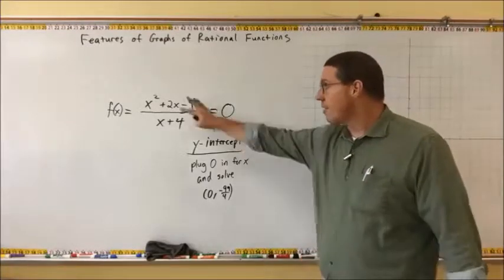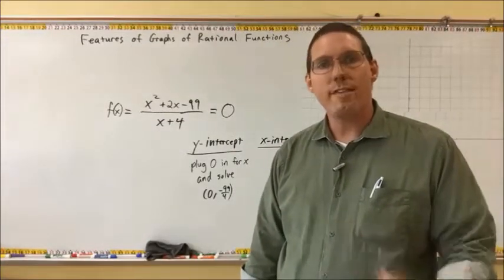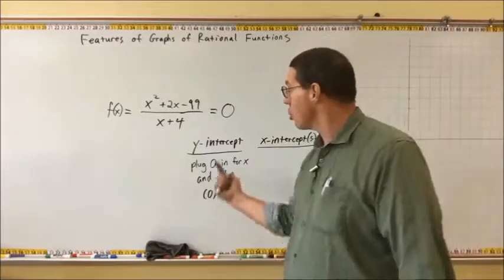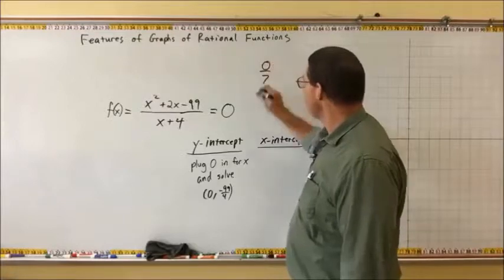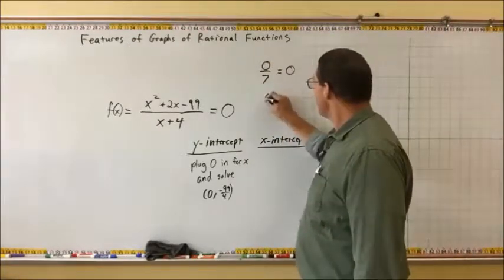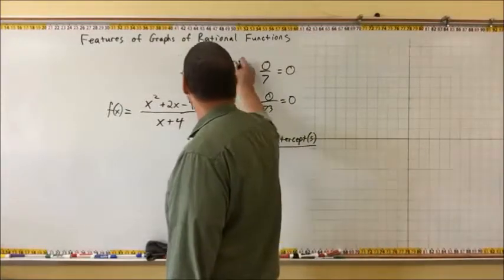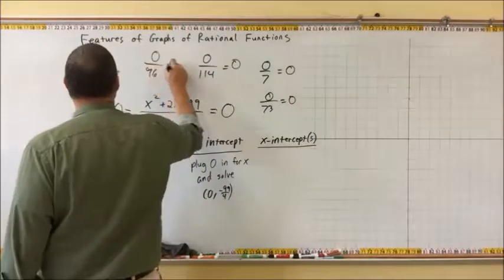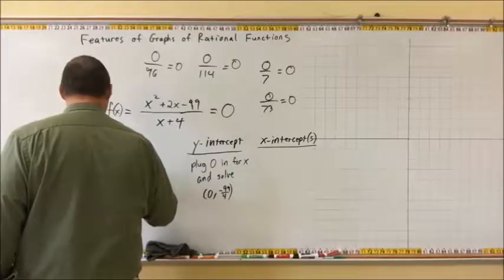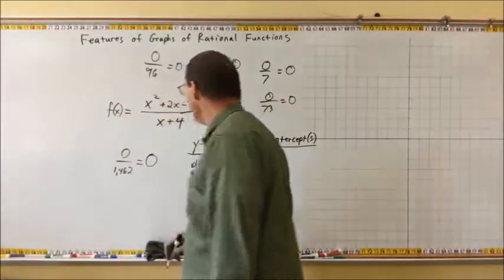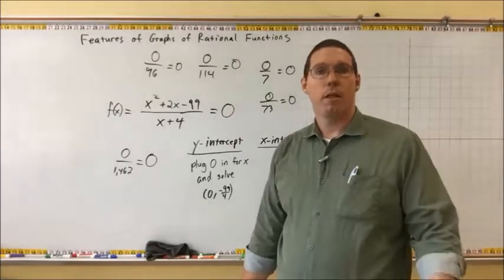Now here's something cool. This is actually kind of easy to do, because did you know that a fraction always equals 0 as long as its numerator is equal to 0? So 0 over 7 equals 0. 0 over 73 equals 0. 0 over 114 equals 0. 0 over 96 equals 0. 0 over 1,462 is also equal to 0. Anytime the numerator of a fraction is equal to 0, the answer is 0.